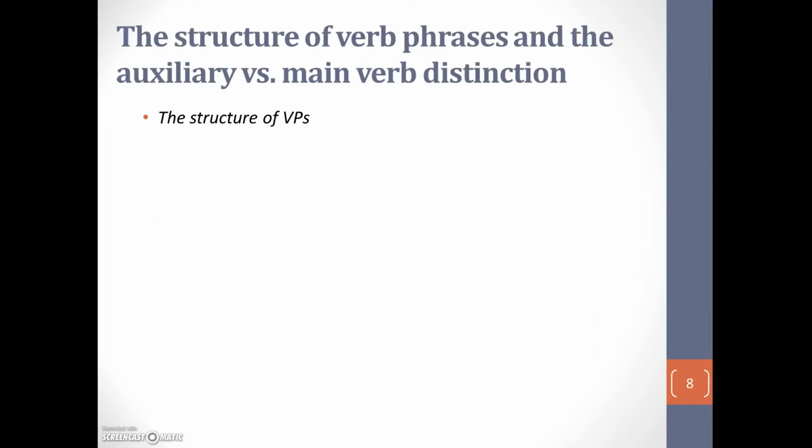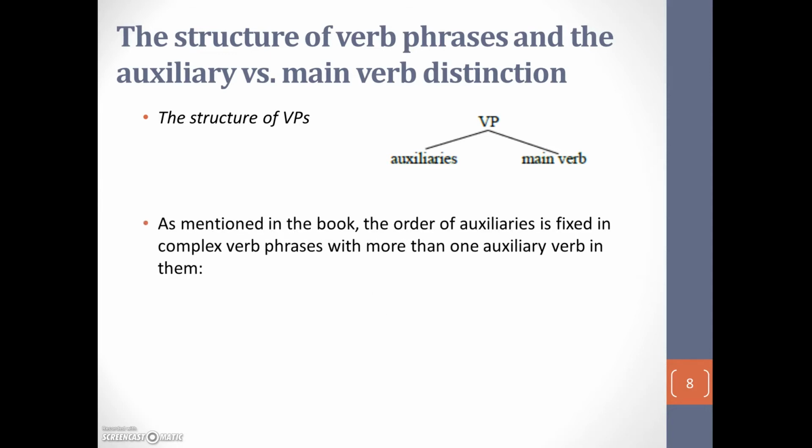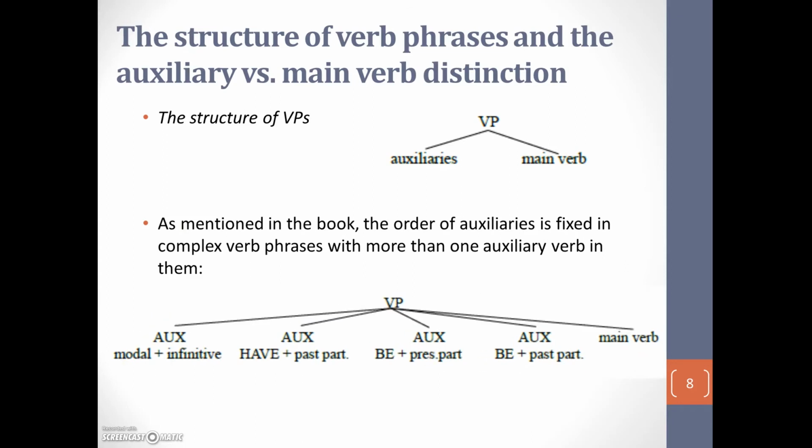Now, as I mentioned before, the structure is such that the main verb is always to the right, and any auxiliaries appear to the left as pre-modifiers, right? So this means that this is the structure. Now, the order of the auxiliaries, okay, because we can have more than one, as we've seen. Basically, the order is fixed in complex verb phrases with more than one auxiliary in them. Okay, and that means it looks like this.